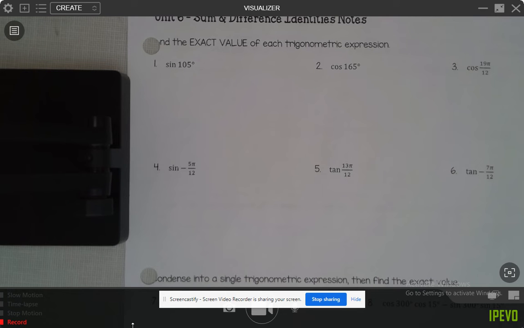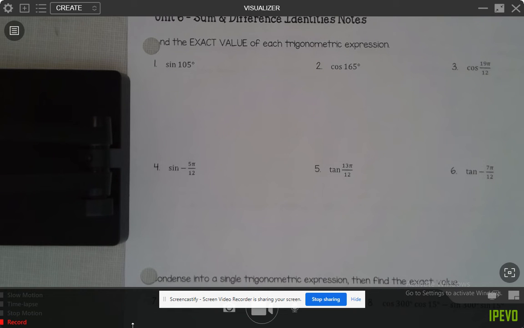Pi over 6 goes to 30. Pi over 4 goes to 45. And pi over 3 goes to 60 degrees. And you're not going to use 0 and you're not going to use 90. You're not going to use 0 and pi over 2. Let me put these up. Okay. All right, cool with me there? Yeah? So now, example 1.